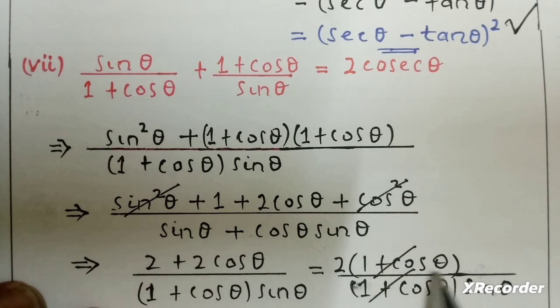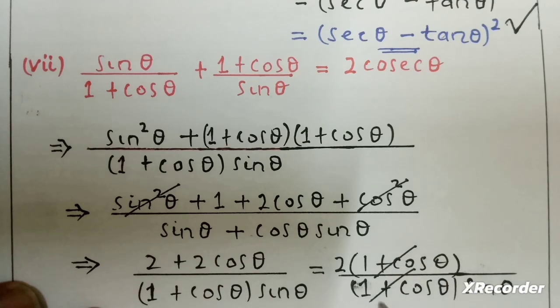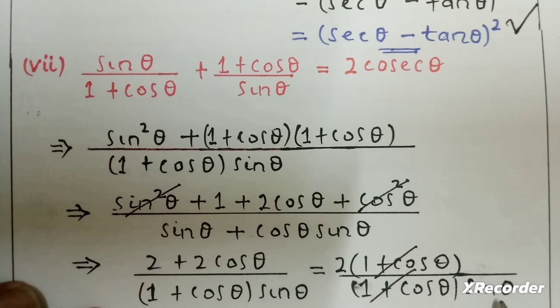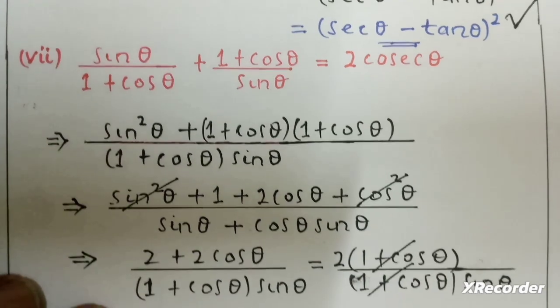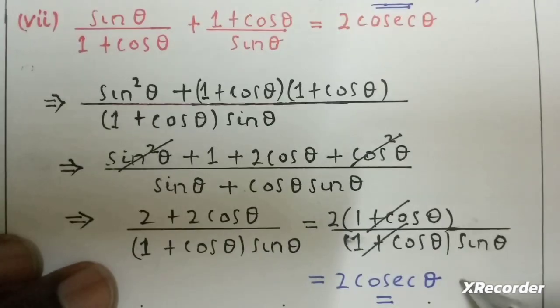So when you factor out the 2, you are left with this. And you have this as part of your denominator. So this one will cancel. You are left with the 2 sine theta, of which now you get 2 cosec theta.